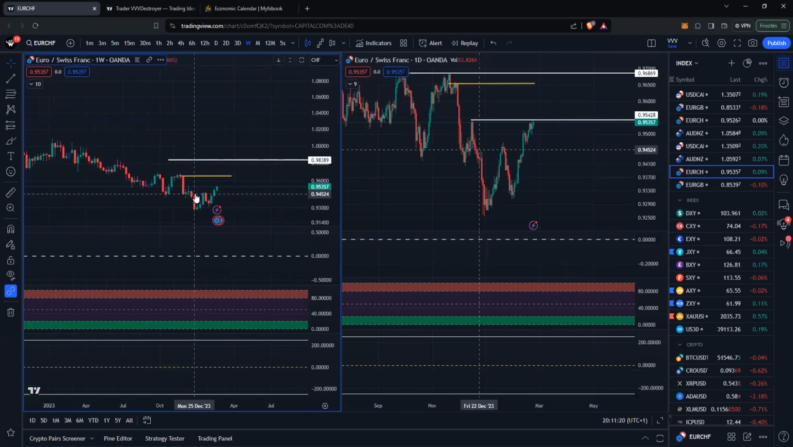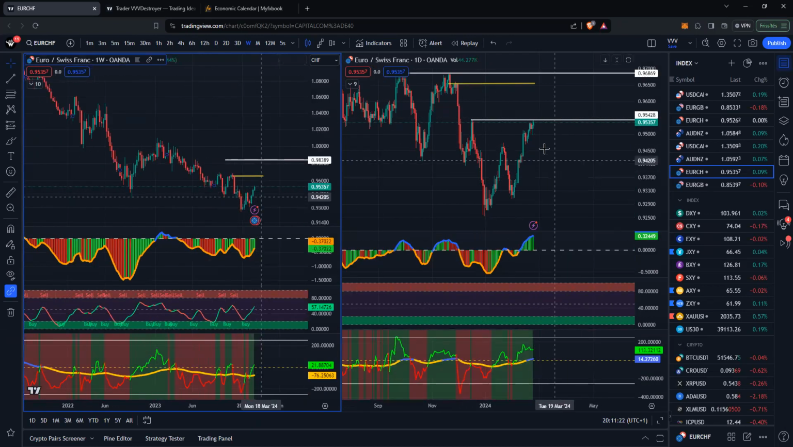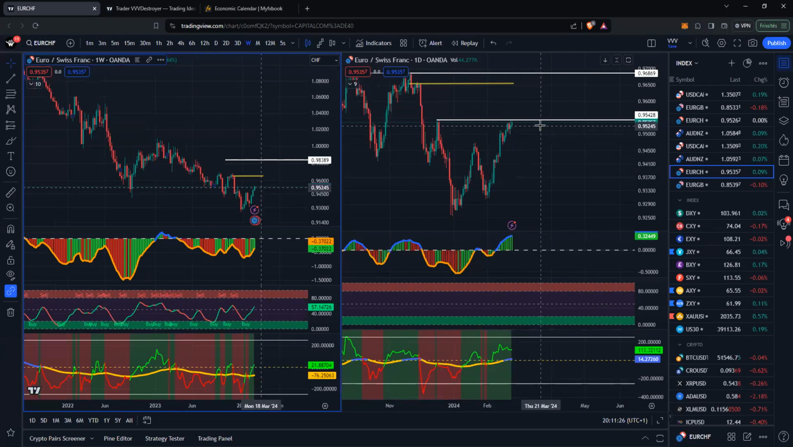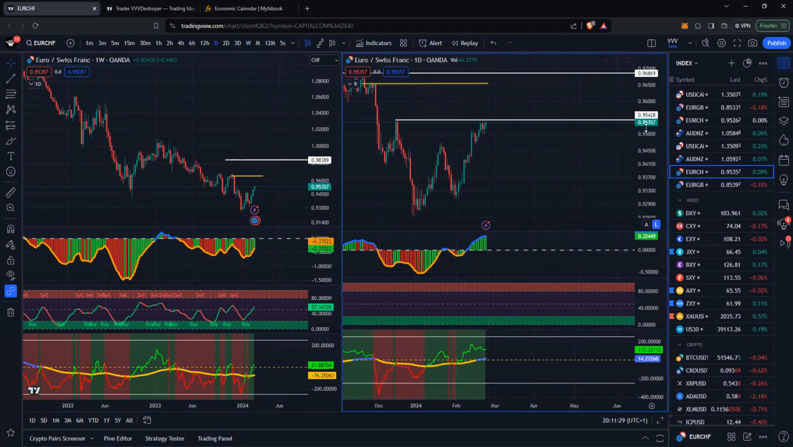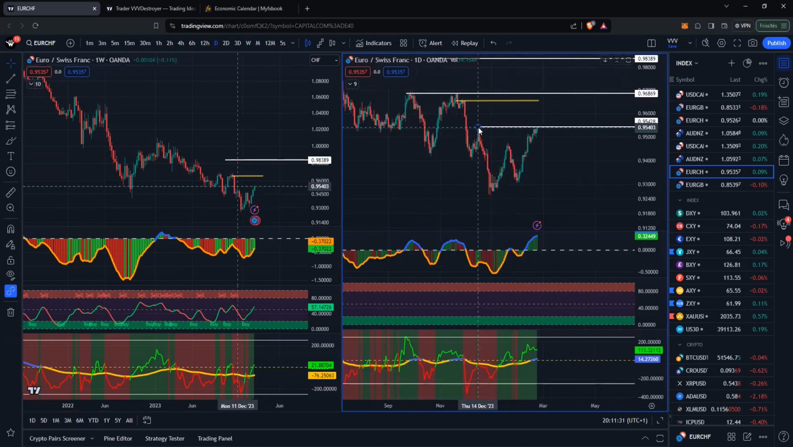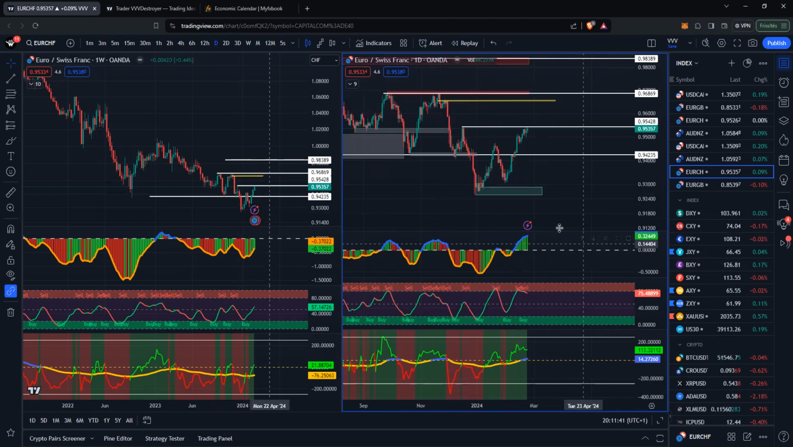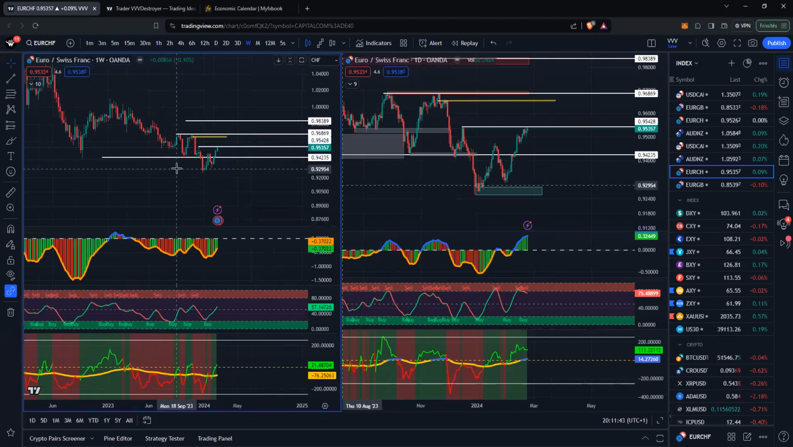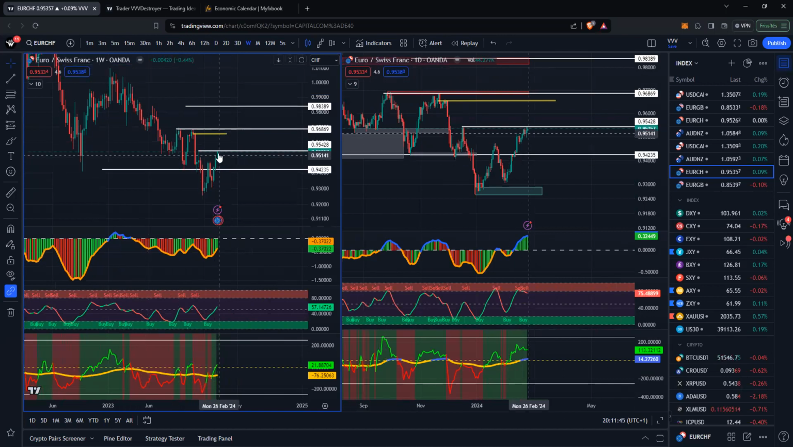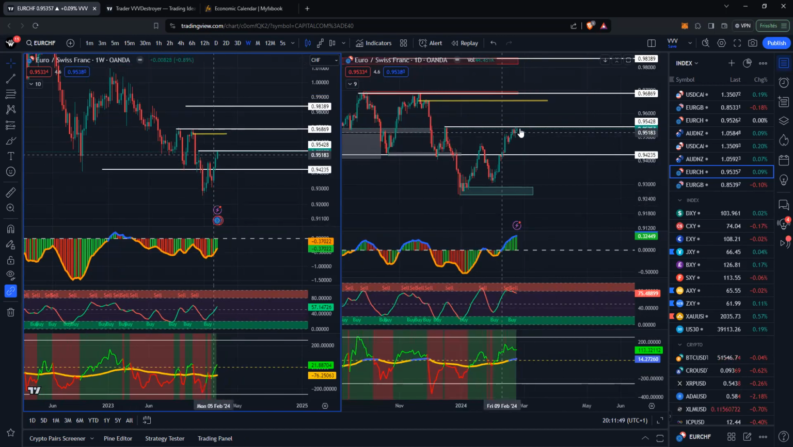Euro CHF. The Euro CHF made its move correctly, and it's just moving forward. We reached the previous high, which is very good, and everything is in green right now. So I would say let's go for it. Don't know what's happening right now, but yes, we reached this target zone as well.